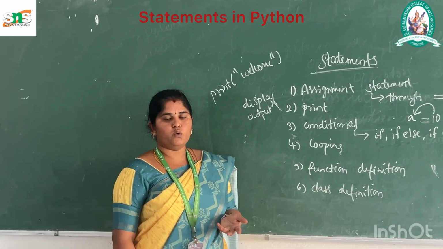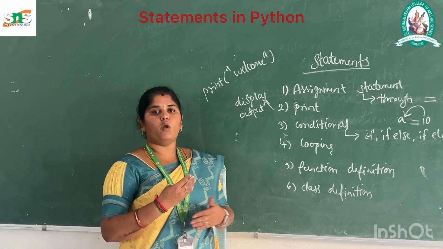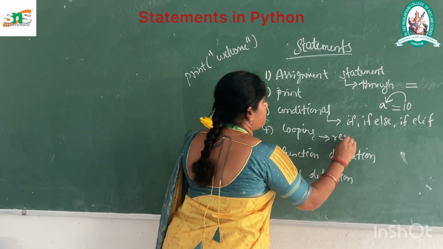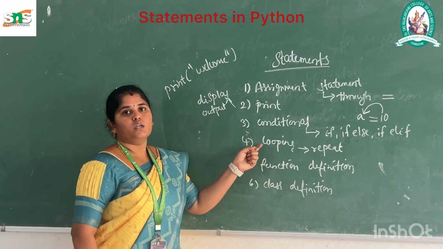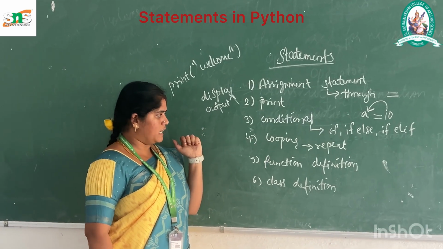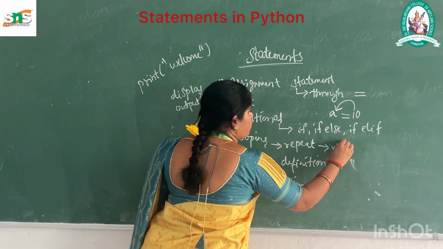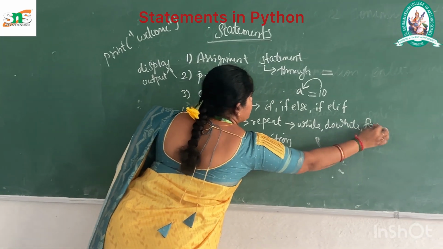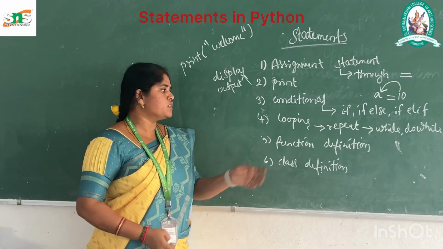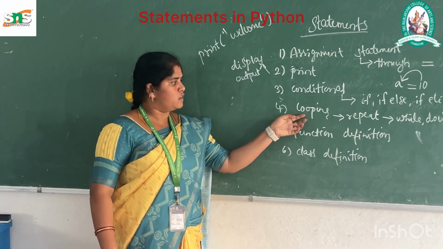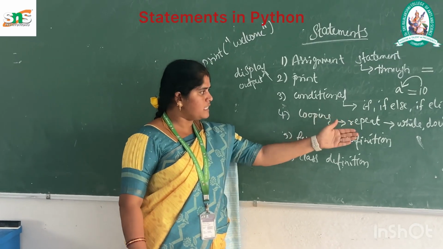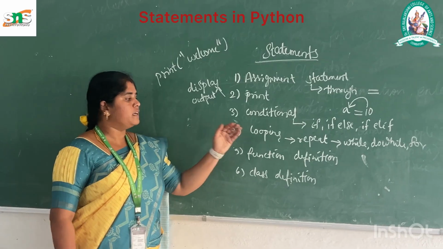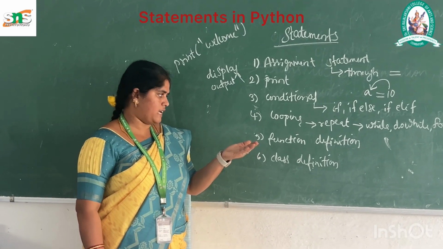Next one will be the looping statement. What the looping statement does is execute some block of statements repeatedly. When we want to execute something many times, we use the looping concept. The looping statements available are while loop, do while and for loop. These three looping statements are available in Python. They produce the same output, but the way of using each loop is entirely different.